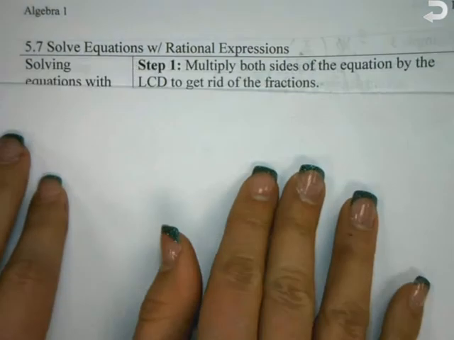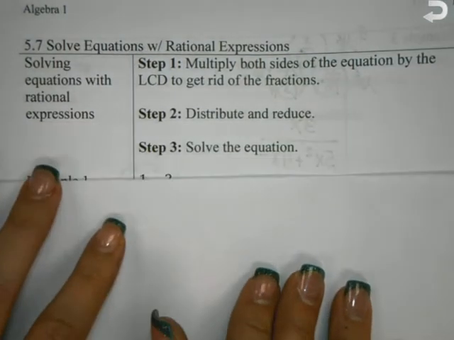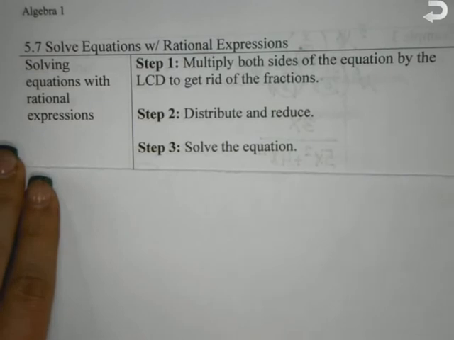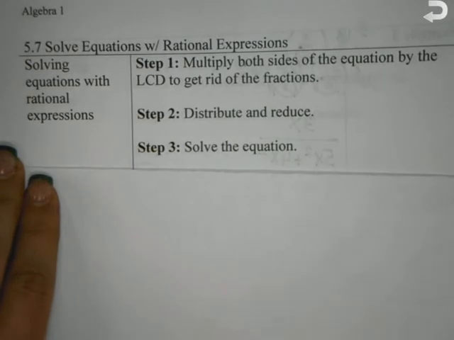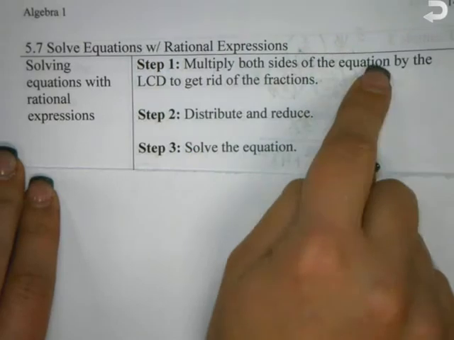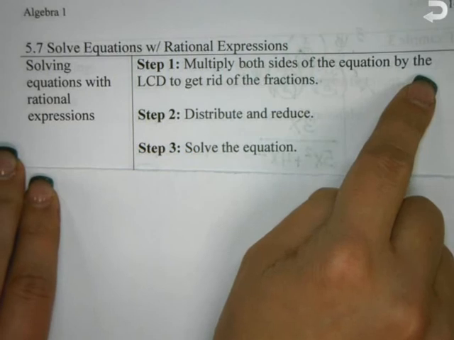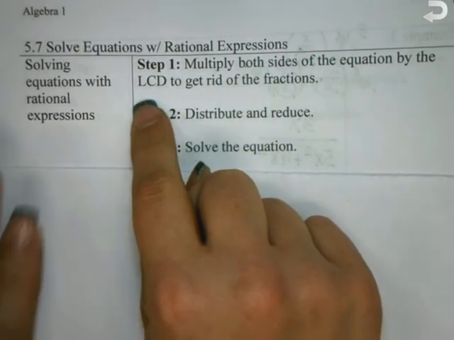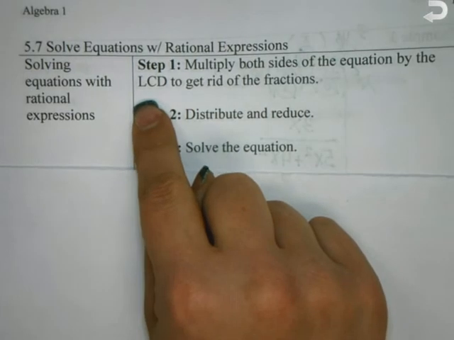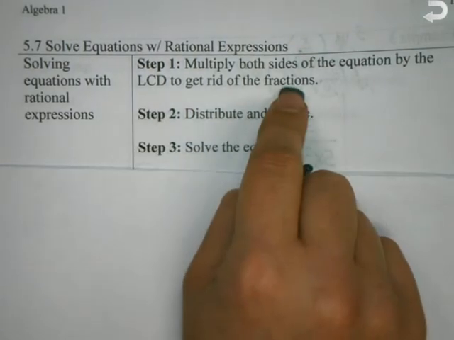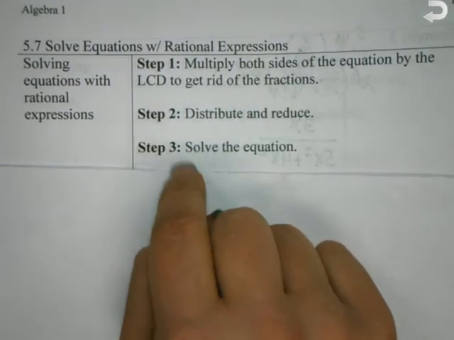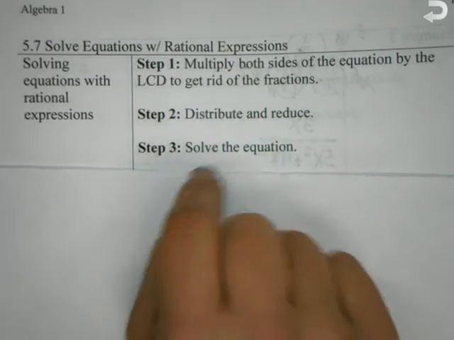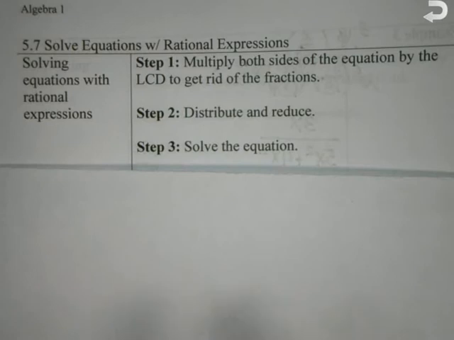Okay, so how do I solve with rational expressions? There's 3 steps. We're still pretty much going to do exactly what we've been doing. So the first thing we need to do is get rid of the fractions. So we're going to multiply everything, both sides of the equation, by the least common denominator, and that's going to help us get rid of the fractions. We'll distribute and reduce, and then we'll solve the equation for x. All right, example 1.